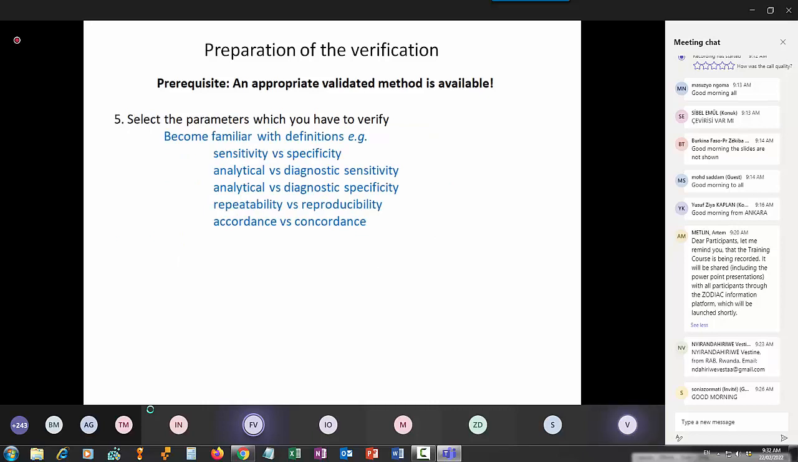Then select the parameters which you have to verify. We have already said a few words about that. And also become familiar with definitions. Know what is sensitivity and what is specificity, not to be confused. Then again, what is analytical sensitivity and what's the difference between analytical sensitivity and diagnostic sensitivity? The same for analytical specificity and diagnostic specificity. Then what is repeatability and what is reproducibility? Then again, what is accordance, concordance? Become familiar before you start your verification process.